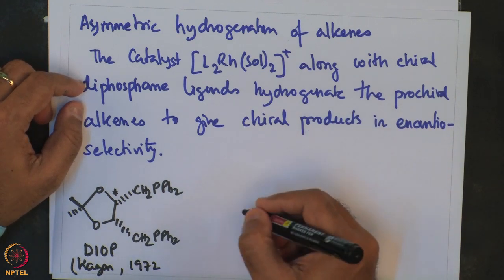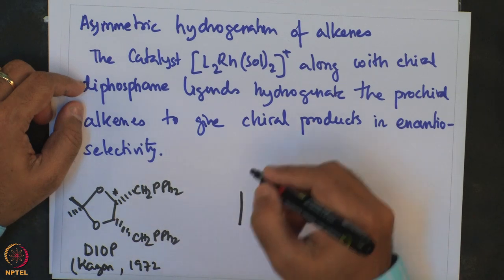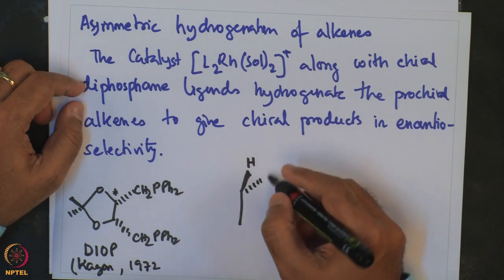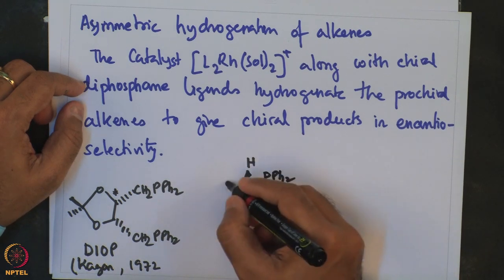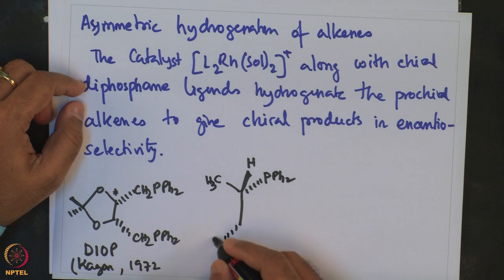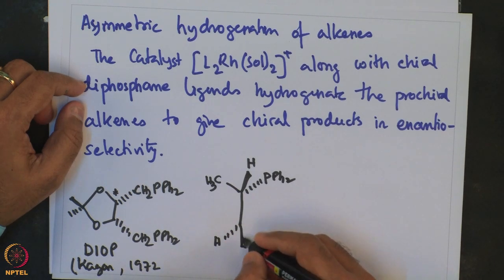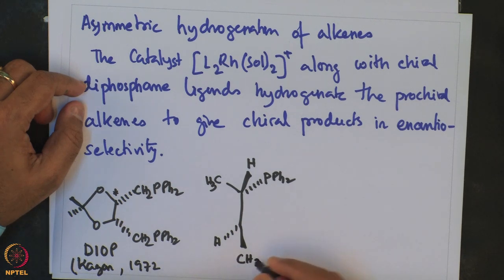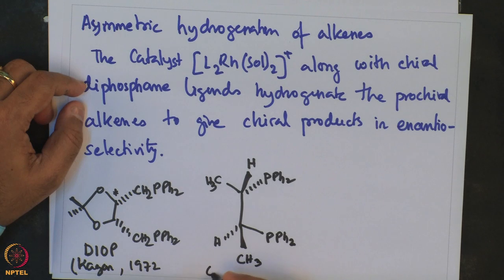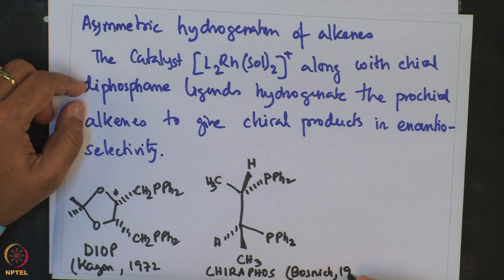Another important ligand is Chiraphos, which is PPh2, methyl, CH3, PPh2, and this is Chiraphos, and this was reported by Bosnich in 1977.